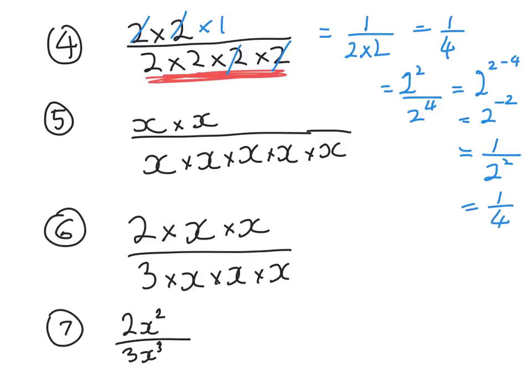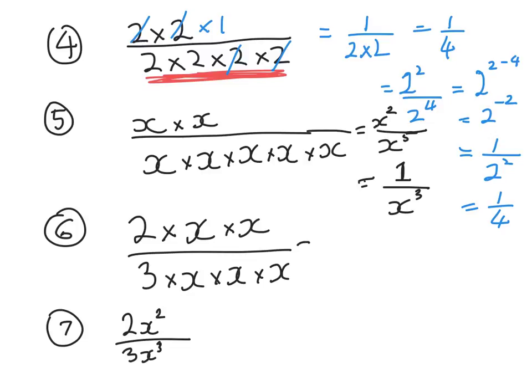Right, now let's take a look at number 5, which is the algebraic equivalent of number 4. I need more room. Let me erase. No, I'm not going to erase anything. I'll just squeeze it in here. So we've got x squared divided by x to the power of 5. So I end up with x cubed in the denominator and just 1 in the numerator.